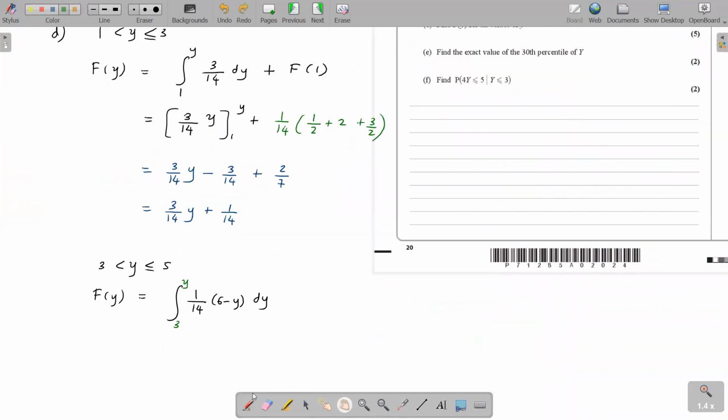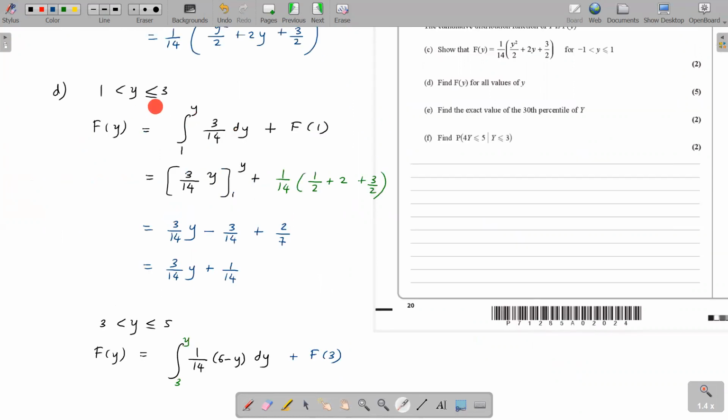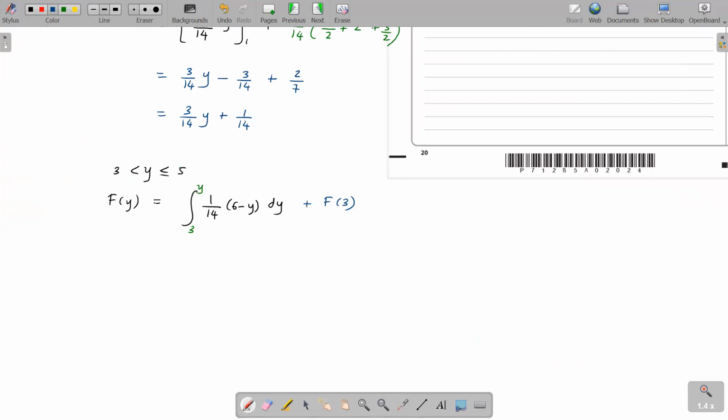So we will add capital F(3). How do I find capital F(3)? From the previous part, because this is already corrected. So I can use F(3) over here and get the total area behind 3. Let's input this. 1 over 14, I'll take it out. What happens when you integrate? 6 integrates to 6y. y integrates to y square over 2. Limits are from 3 to y. Plus capital F(3), which is 3 over 14 into 3 plus 1 over 14. Are you with me?